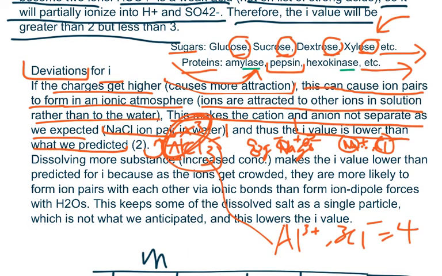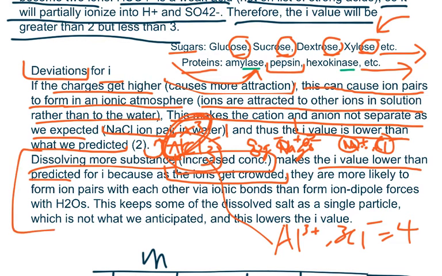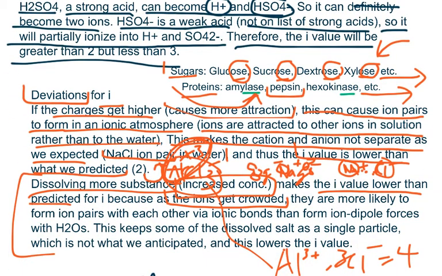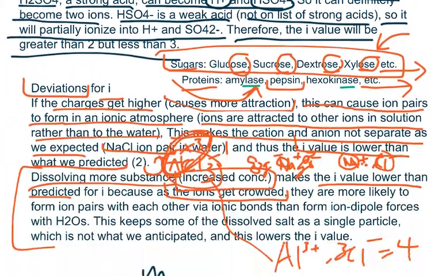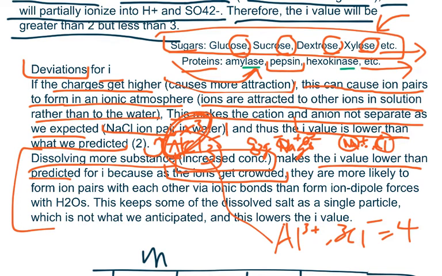Now, what other things can cause deviations for i? And these deviations are always going to decrease the i value. So dissolving more substance, or in other words, increasing the concentration of the solute, can actually make the i value lower than predicted. Now this applies to ions, because substances that don't split into things will always have an i value of 1, and that doesn't deviate.